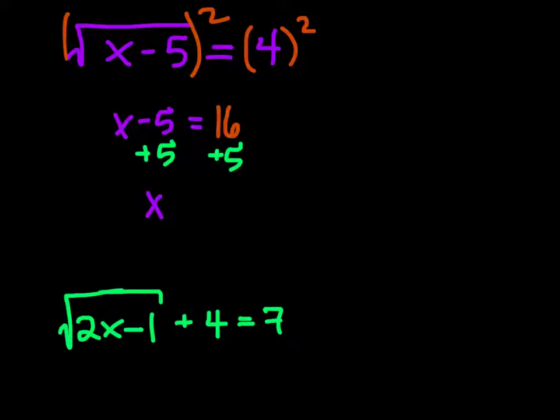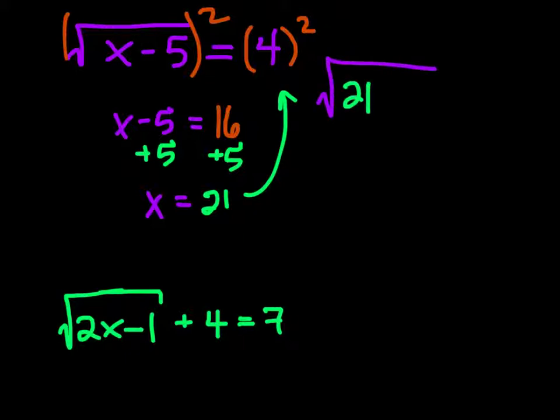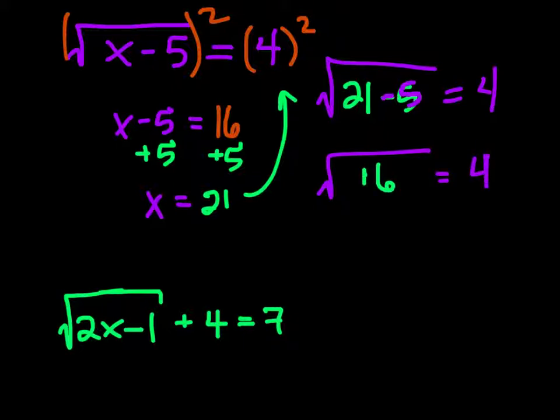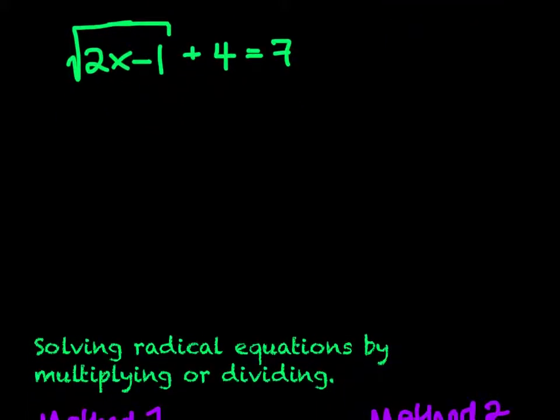So we have x is equal to 21. Let's check our work. Let's say square root of 21 minus 5 is equal to 4. Oops, that minus 5 should be in purple. 21 minus 5 is equal to 16, and that is equal to 4. Square root of 16 is equal to 4, which is equal to 4. Awesome, we got it. One last problem for adding and subtracting.